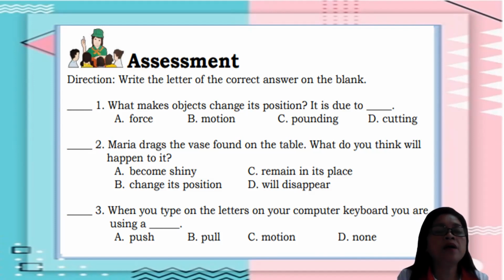Number 2. Maria drags the vase found on the table. What do you think will happen to it? Na-drag ni Maria yung vase na nasa table. Ano kaya mangyari sa vase? A. Become shiny. Kumintab daw yung vase. B. Change its position. C. Remain in its place. D. Will disappear.